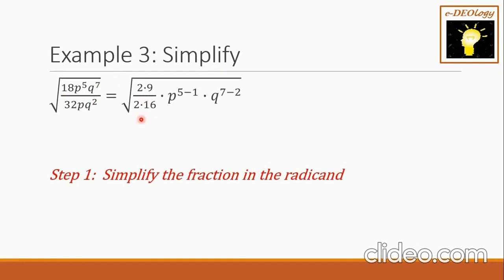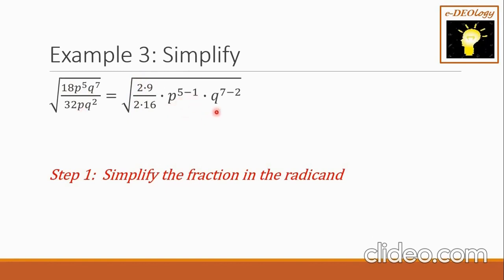So for the numbers, we're going to reduce to lowest term. The 18 is now factored out into 2 times 9. The 32 is factored out into 2 times 16. As we can see, the factor 2 is common. Later on, we can cancel that. For the p, there is an exponent of 5 in the numerator. There is p in the denominator with exponent 1. So we can show that this is p raised to the difference of 5 minus 1.